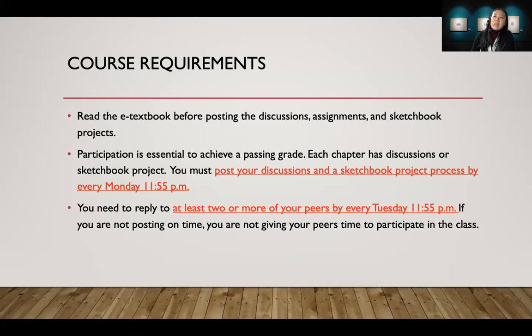Please read the e-textbook before posting the discussions, assignments, and sketchbook projects. Participation is essential to achieve a passing grade of this course. Each chapter has discussions or sketchbook project, and you must post your discussions and sketchbook project process by every Monday, 11:55 p.m.